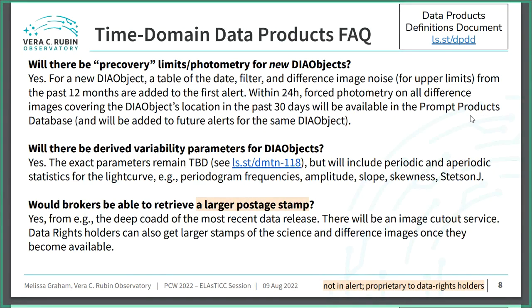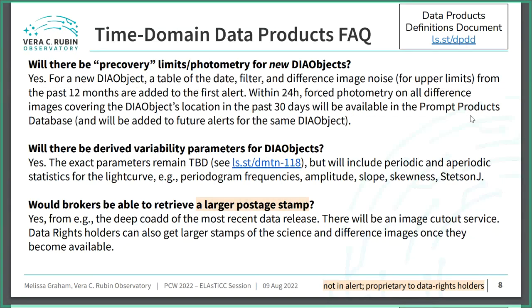Okay, if there are no more questions for now, feel free to continue on. I'm going to go straight to the FAQ question you requested, which was, would brokers be able to retrieve a larger postage stamp, because that 30 by 30 pixels doesn't get you the full host galaxy? And the answer to that is yes, you can retrieve them.